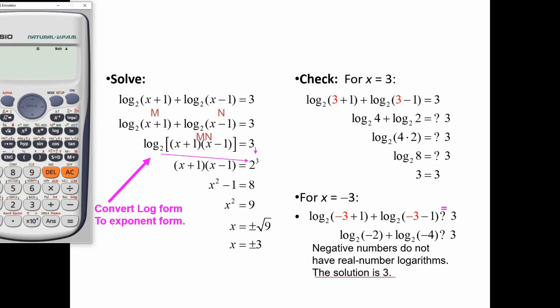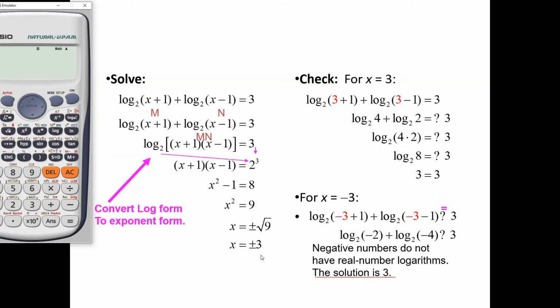Now, at this point, we could take this 8 to the other side and have x squared minus 9, which factors into x minus 3 times x plus 3, and get plus or minus 3. Or we can use the square root rule, take the 1 over here, and take the square root of both sides. The square root of 9 is plus or minus 3. And then they did a check of it over here.